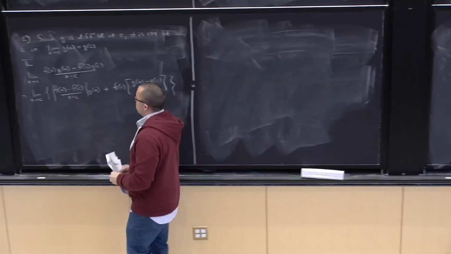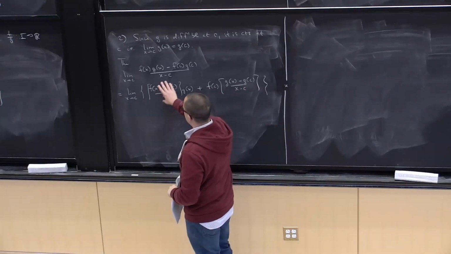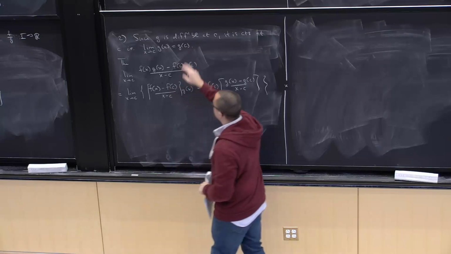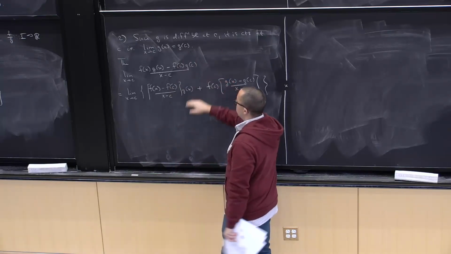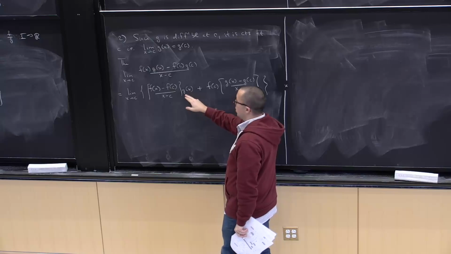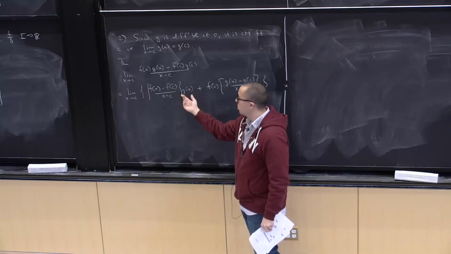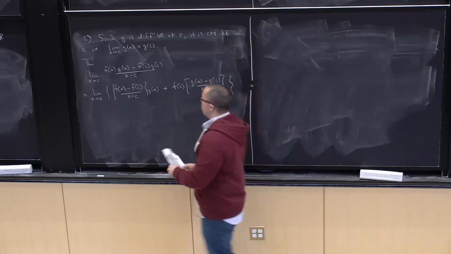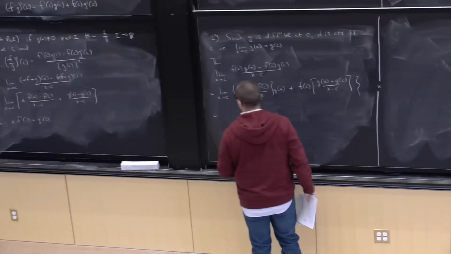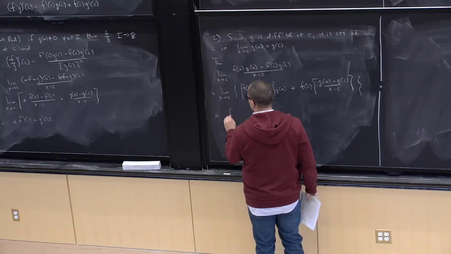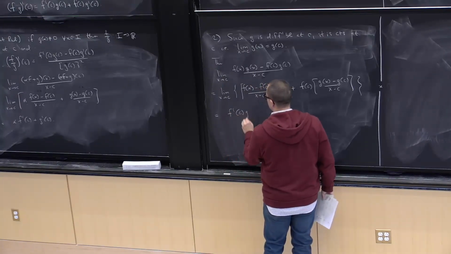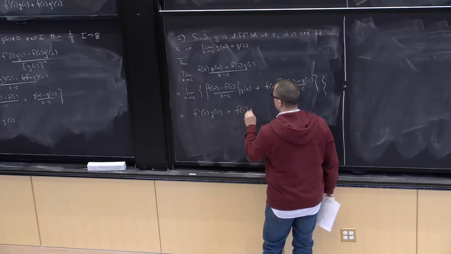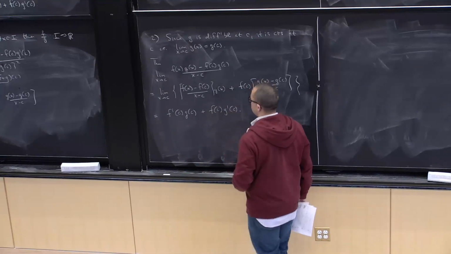And again, this limit as x goes to c exists. This is just the derivative of f at c. And we noted that since g is differentiable at c, g is also continuous at c, meaning the limit as x goes to c of g of x equals g of c. This is just a constant, f of c. This goes to g prime of c. So all these limits exist, and therefore we get that this is equal to f prime of c times g of c plus f of c times g prime of c.